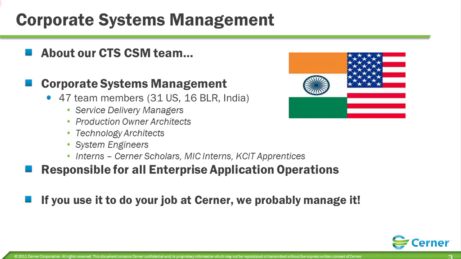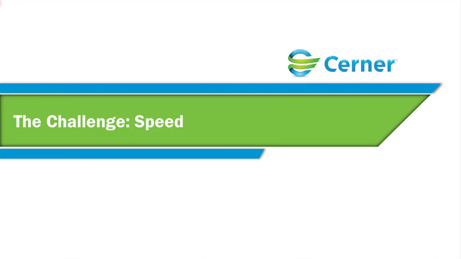On the CSM or Corp Ops team, we have about 50 engineers of varying roles and levels. We're organized into 4 lanes built around the business units that each of the lanes support. We are responsible for all of the enterprise applications at Cerner, and so our mantra is, if you use it to do your job at Cerner, we manage it. We are responsible for 24/7 support, which is why we have a third of the team out in India. They take over for us each night.